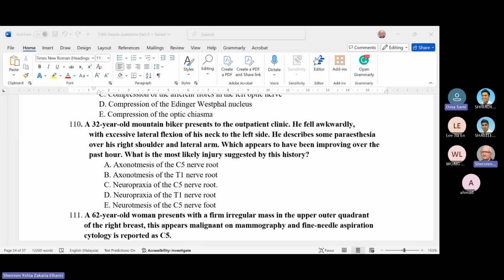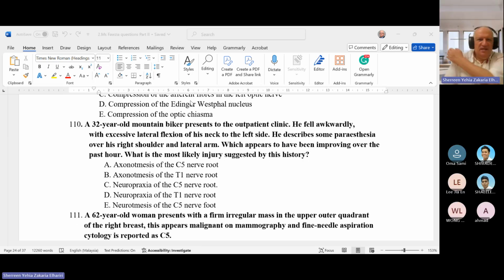this area we call the badge sign, like when you put a badge here. Usually it is supplied by cervical 4 and 5. So in this patient, the answer is neuropraxia C5. C5 from the dermatome, neuropraxia because the patient improved. But if the patient never improved, neurotmesis C2 could be correct.